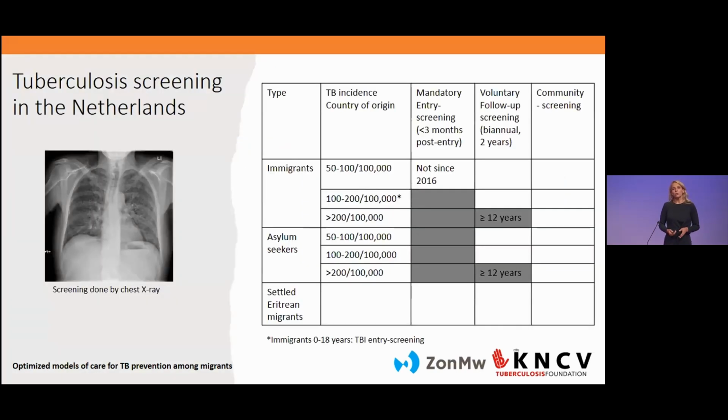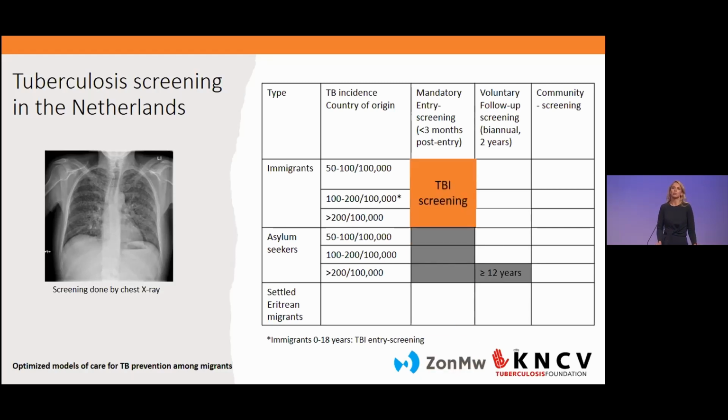In the Netherlands, all immigrants coming from countries with a TB incidence more than 100 per 100,000 are screened mandatory at entry with a chest X-ray. For asylum seekers, these are all asylum seekers coming from countries with a TB incidence more than 50 per 100,000. In addition, immigrants and asylum seekers coming from countries with a TB incidence more than 200 per 100,000 are also offered voluntary follow-up screening, which is done by chest X-ray biannually for a period of 2 years.